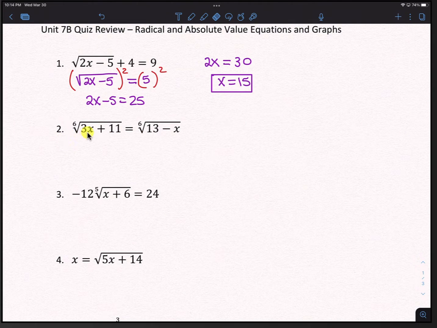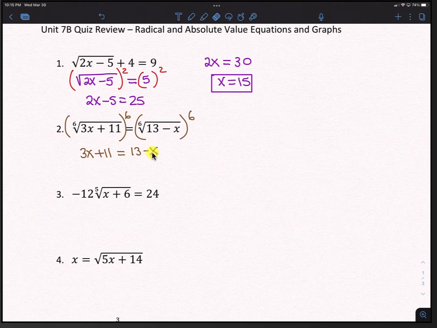For question number 2, we have the 6th root on the left and also a 6th root on the right. So let's raise both sides to the power of 6 to undo the radical. Now, raising both sides to the power of 6 causes the radicals to go away on both sides, giving us 3x plus 11 equals 13 minus x.